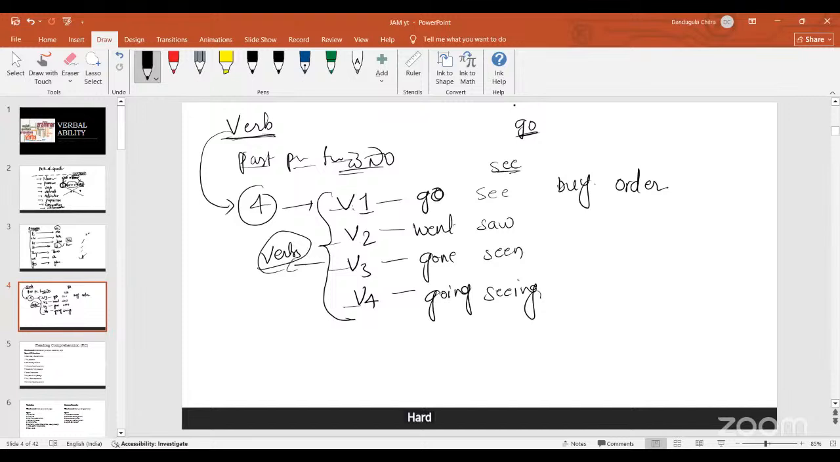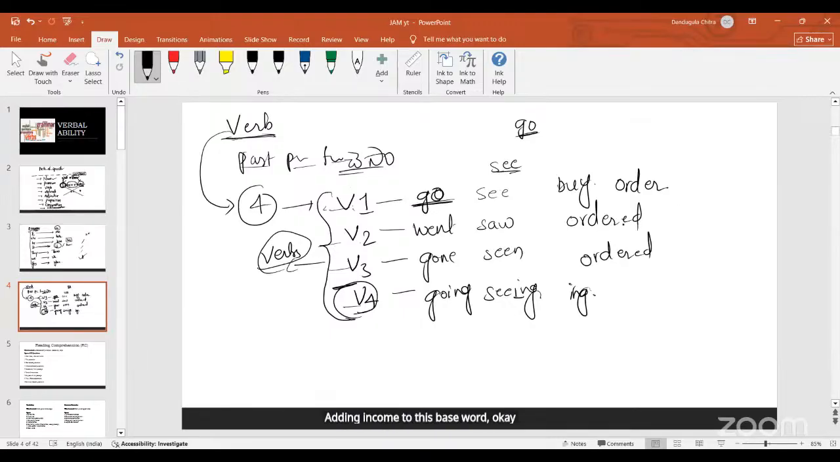Order, ordered, ordered. Yes, in V2 and V3, it is the same. Ordered and ordered. And the V4 form is nothing but the ing form of the base word. So simply, V4 itself is the ing form, adding ing to the base word.